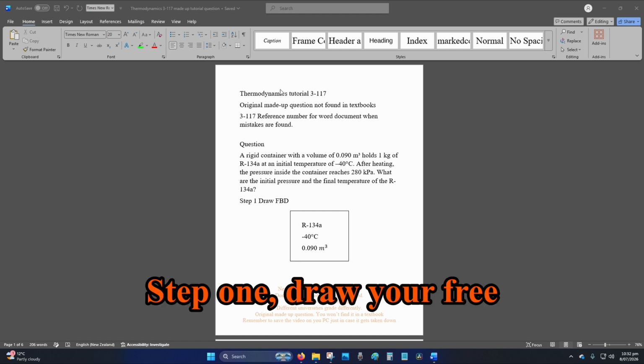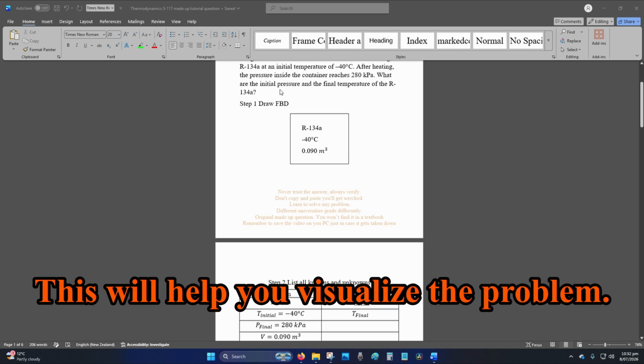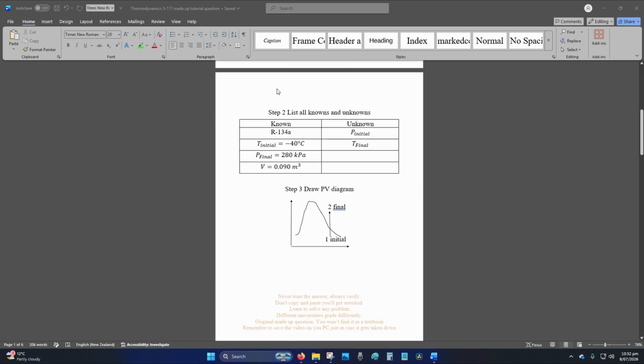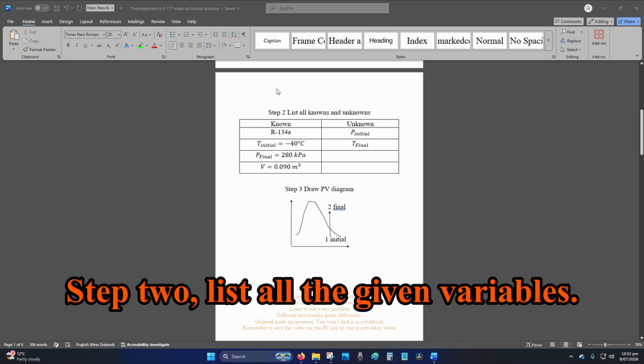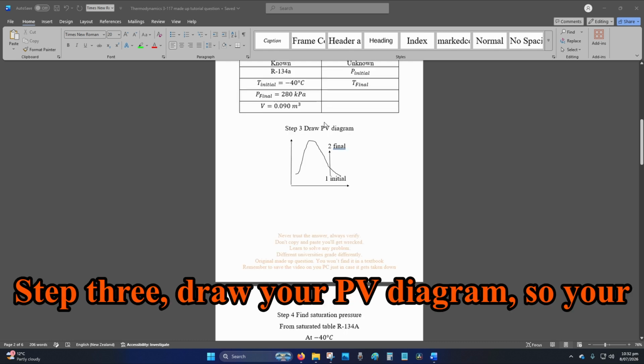Step 1. Draw your free body diagram, your FBD. This will help you visualize the problem. Step 2. List all the given variables. Find the unknown.